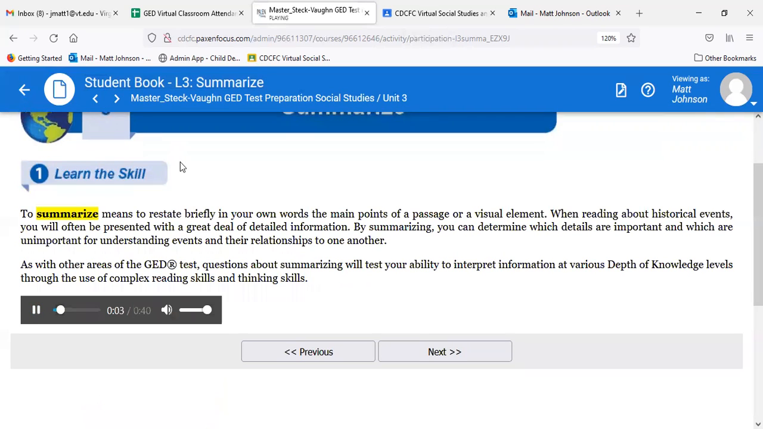To summarize means to restate briefly in your own words the main points of a passage or a visual element. When reading about historical events, you will often be presented with a great deal of detailed information. By summarizing, you can determine which details are important and which are unimportant for understanding events and their relationships to one another. As with other areas of the GED test, questions about summarizing will test your ability to interpret information at various depth of knowledge levels through the use of complex reading skills and thinking skills.